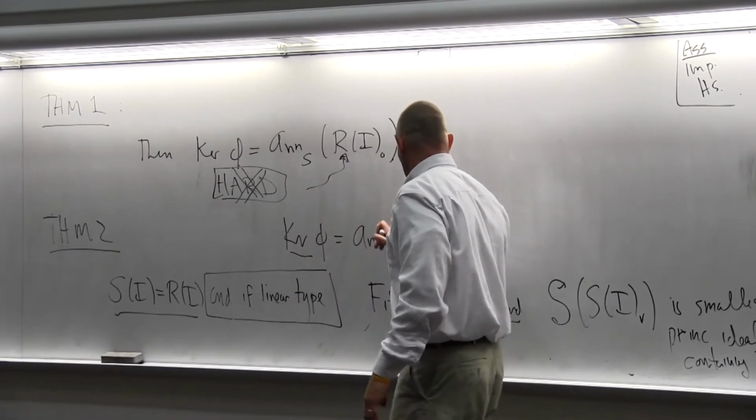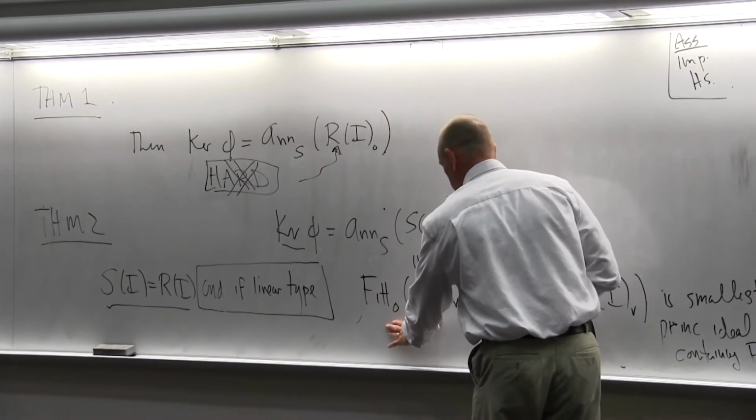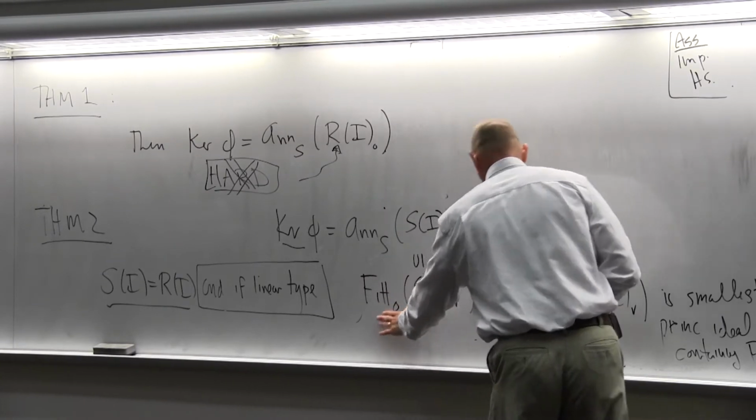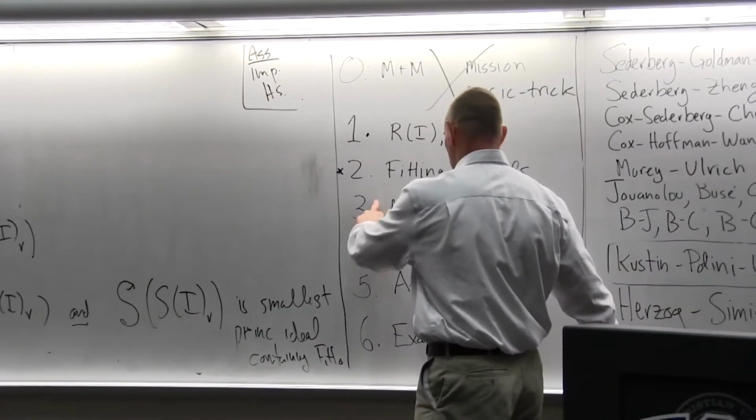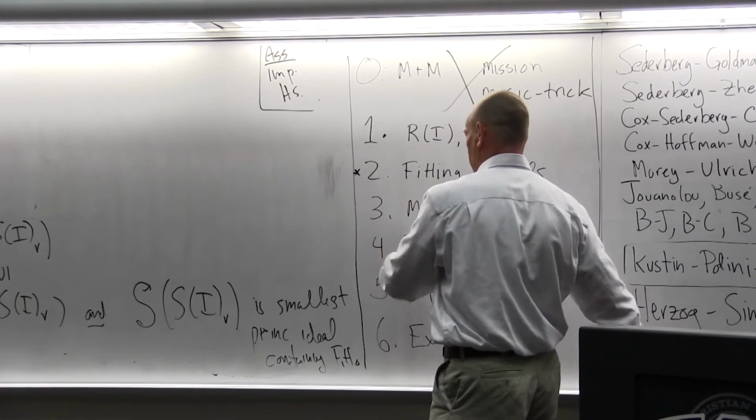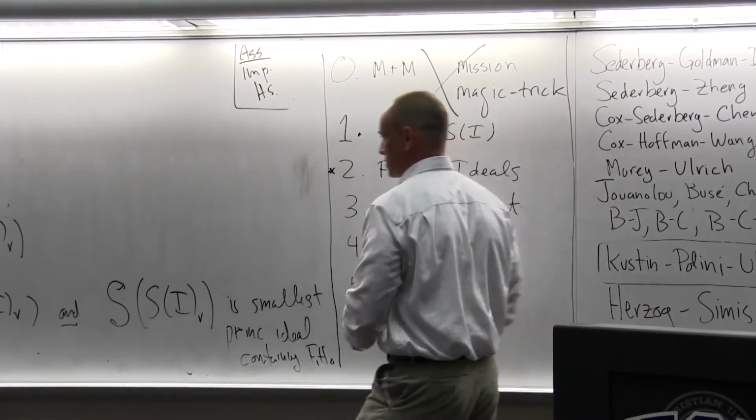It's this annihilator, but this annihilator can be phrased in terms of fitting ideals. These are determinantal ideals, and these fitting ideals turn out to be related to things called the Macrae invariant, which is the determinant of a complex. So I got to do these things, but these are not so hard. I'm not going to prove theorems, so I want to discuss these now.